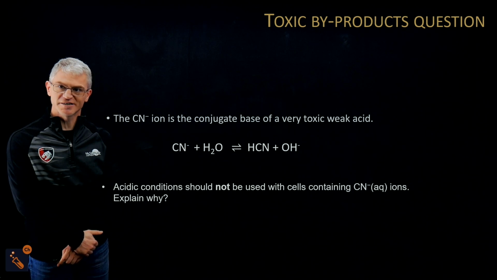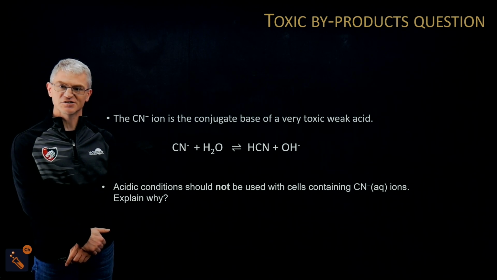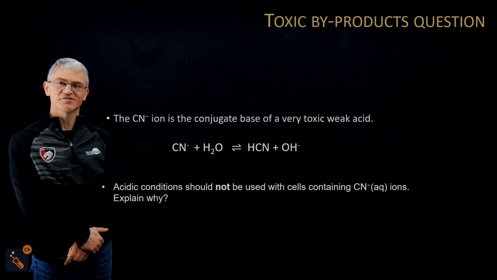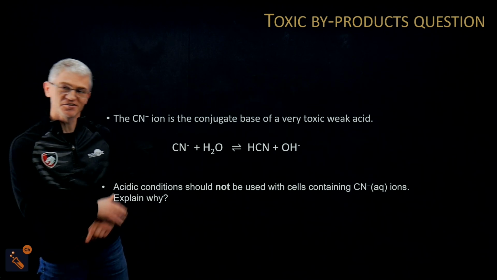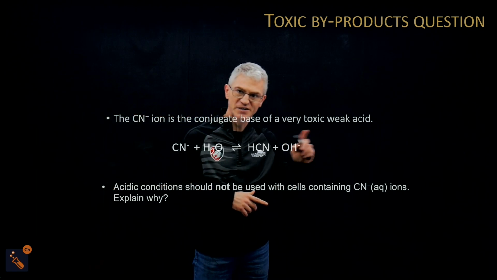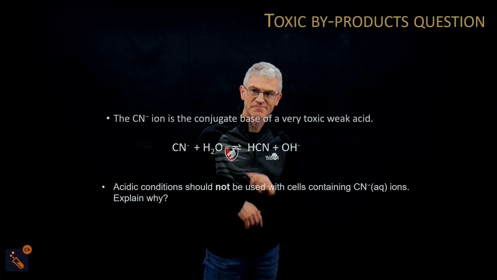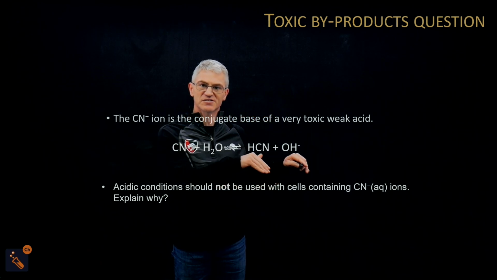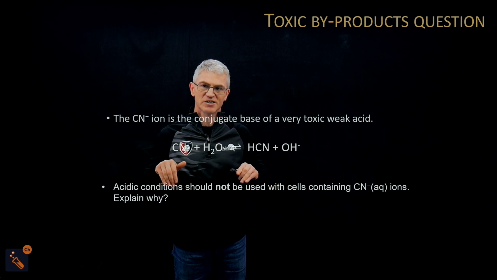So I saw this strange question and I thought there's something I definitely need to show you. So the CN- ion is the conjugate base of a very toxic weak acid. So beware what is hidden in the question. It says very toxic. That's your big hint. Acidic conditions should not be used for cells containing CN- ions. Explain why.